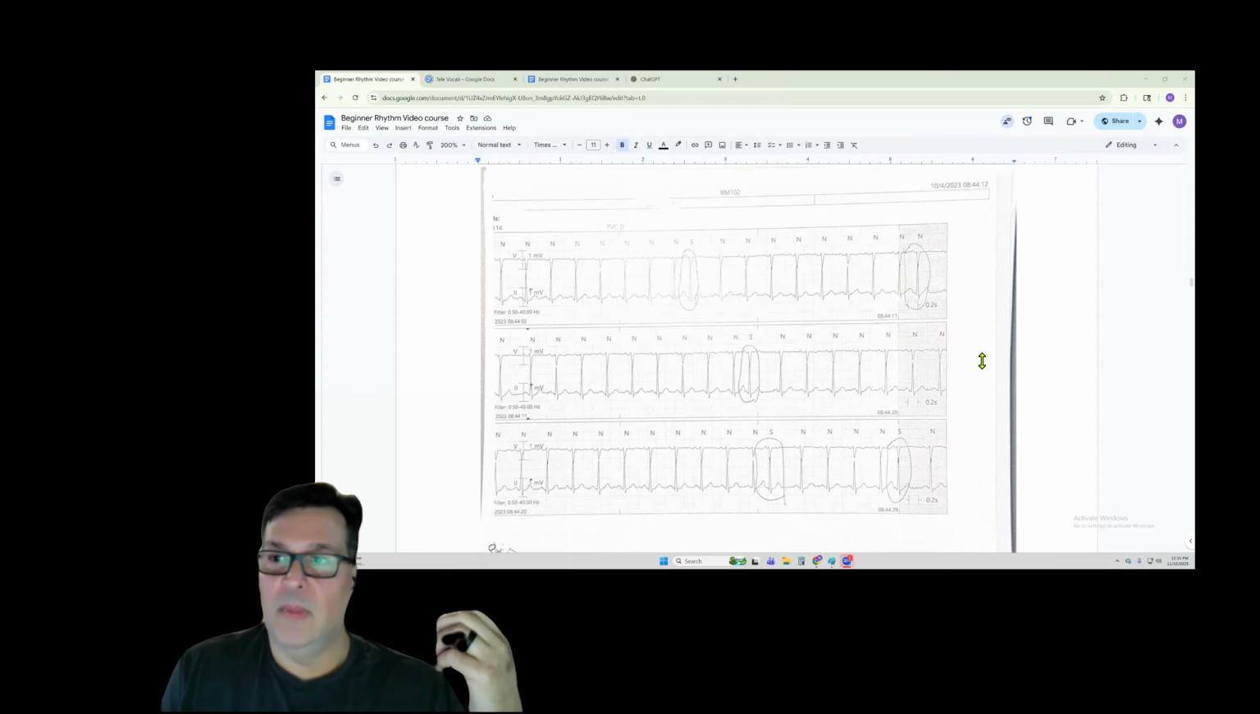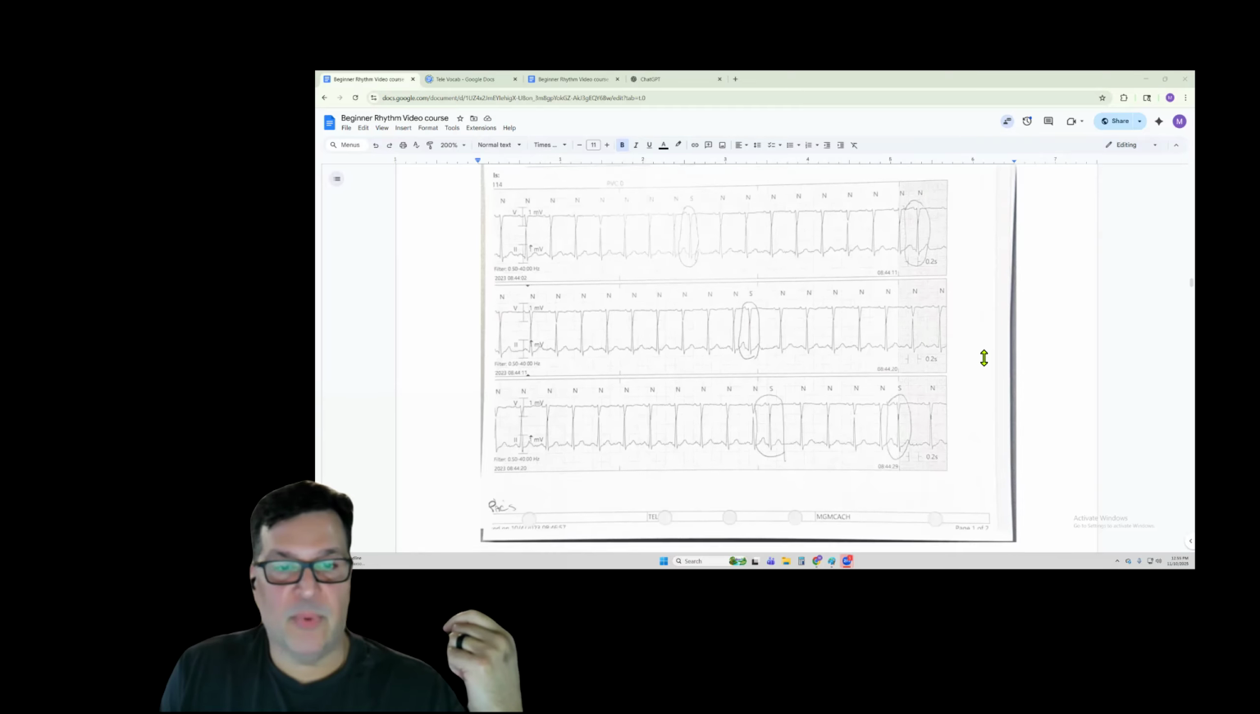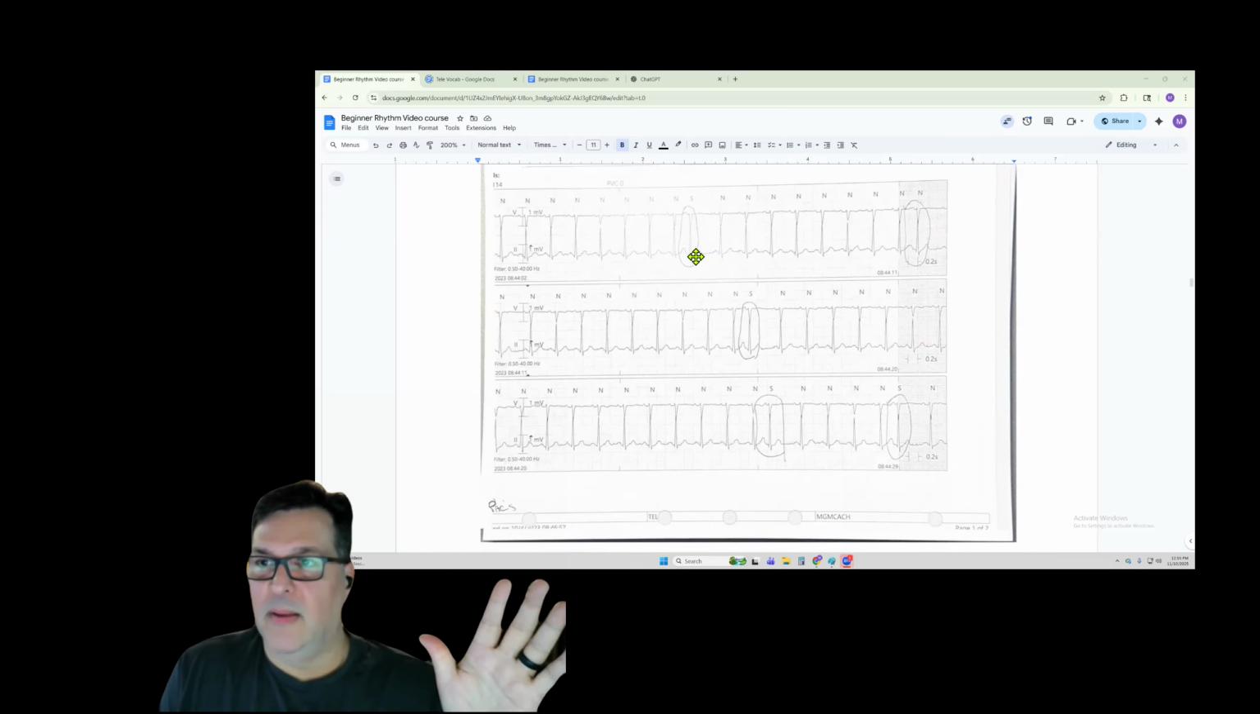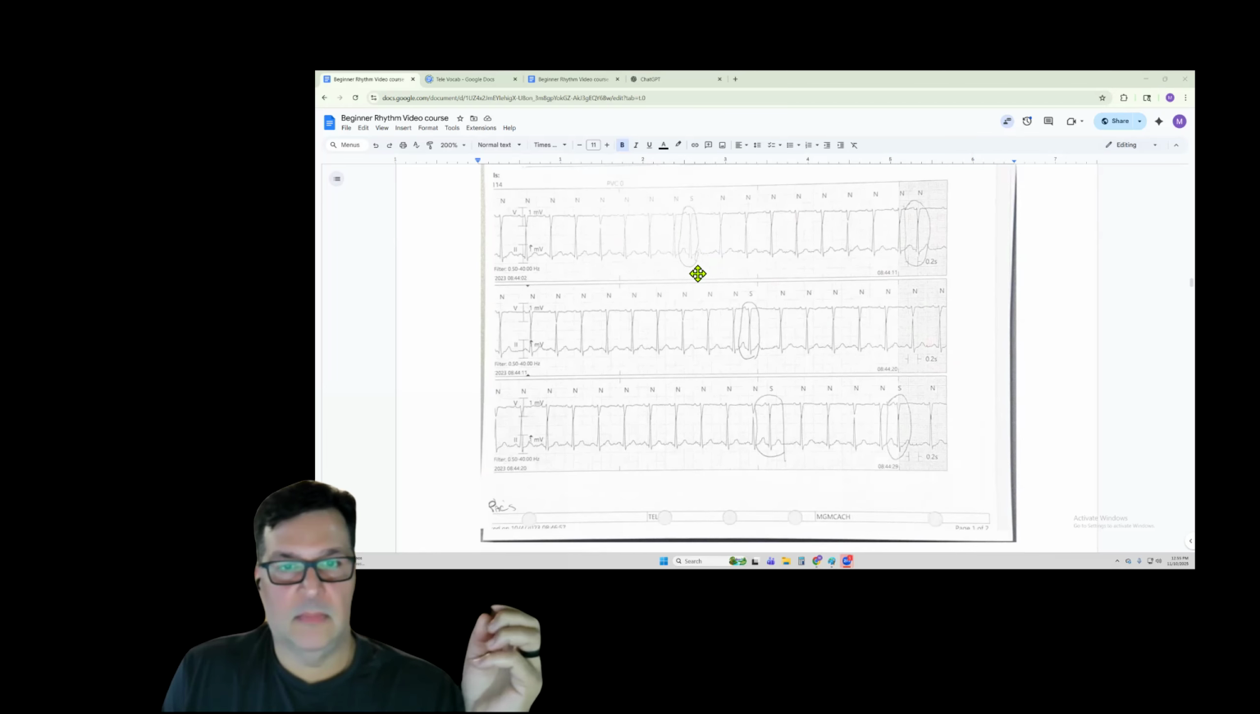So PACs, premature atrial contractions. After any sort of ectopy, ectopy is anything outside the normal, and a PAC is an ectopy beat. So after ectopy, you have what's called a compensatory pause. That's just a little extra gap of time between R to R's where the heart is like, all right, something threw us off a little bit, and now let's get back in normal rhythm.